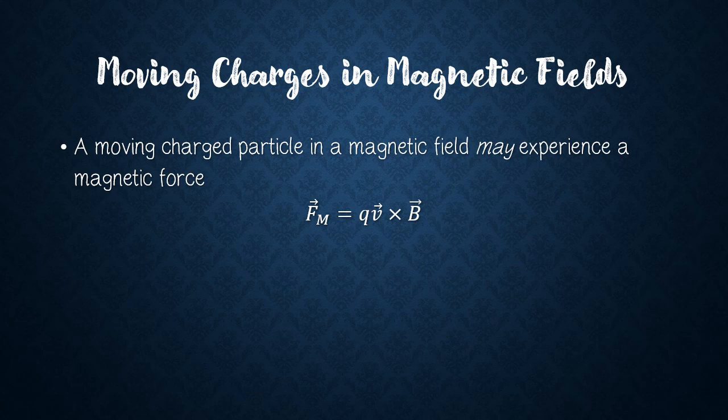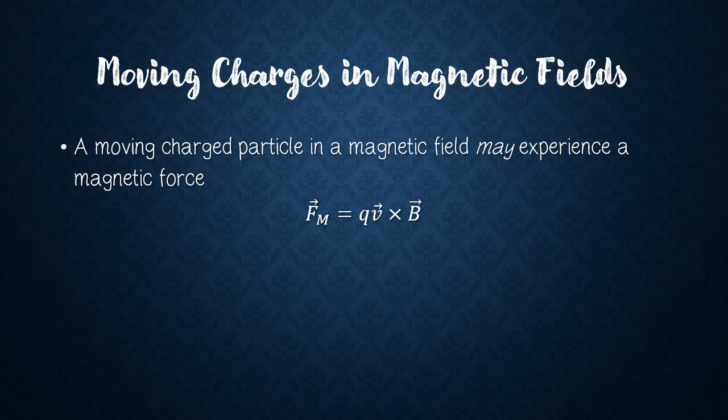This equation does appear on your equation sheet, so it's something we'll use quite a bit. You'll see that the magnetic force, F sub M, is equal to the charge times the charge's velocity, and then there's this cross product in there. So the charge times the object's velocity crossed with the magnetic field. Taking a look at this equation may help us better understand why that word may is in there. For starters, for there to be a magnetic force, we need our particle to be charged, and it has to be moving. So q and v both cannot be zero.